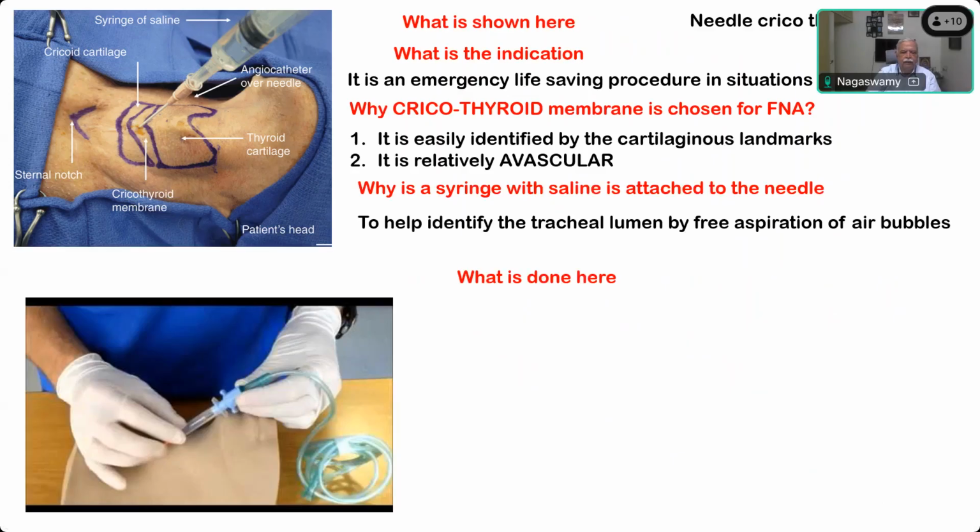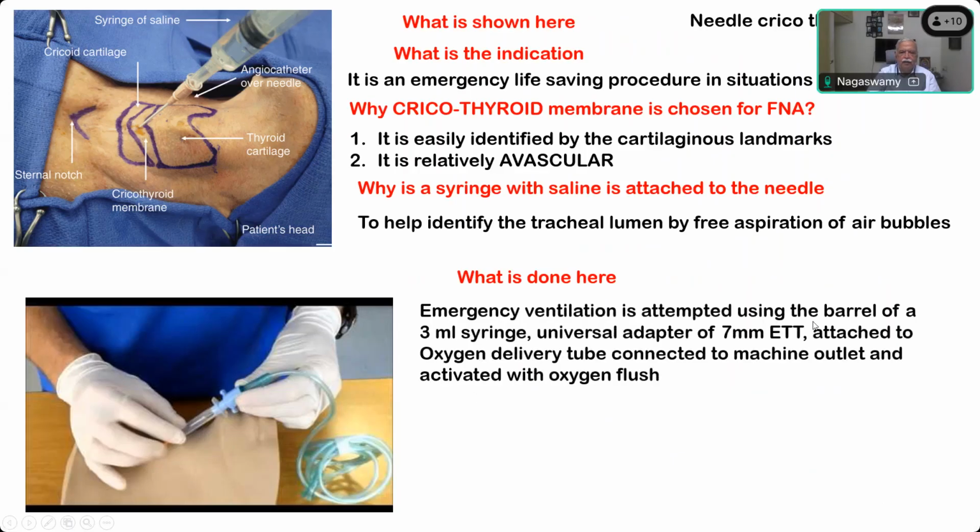What is done here? Percutaneous ventilation. This is a syringe barrel. This is an adapter. This is the oxygen delivery tube. This is attached to the cannula. It's an emergency ventilation conducted using the barrel of a 3 ml syringe, universal adapter of a 7 mm ET tube attached to oxygen delivery tube, connected to the machine outlet and activated with oxygen flush. Okay? That is how you can ventilate in an emergency.